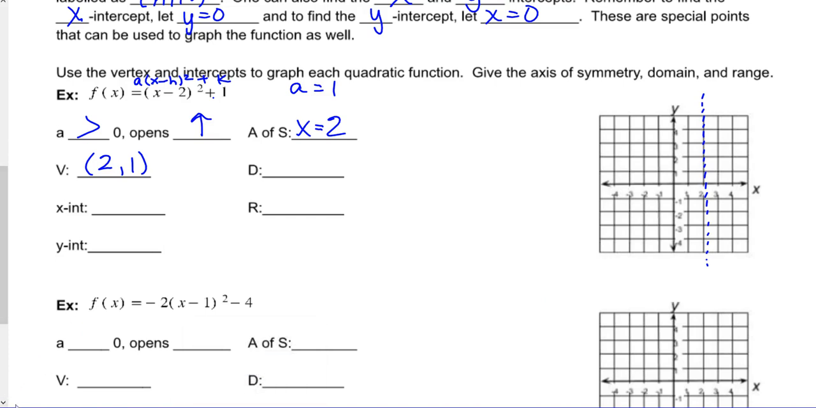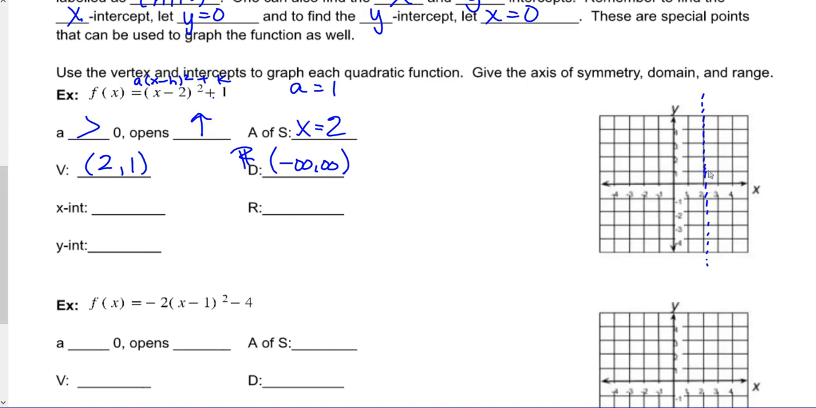Now, the domain of any parabola, for ones that go up and down, I will tell you is always going to be all reals. So in interval notation, we're going to go from negative infinity to positive infinity, okay? But the range is going to be determined by whether or not that graph goes up or down from the vertex, okay? So I'm going to go ahead and graph this vertex.